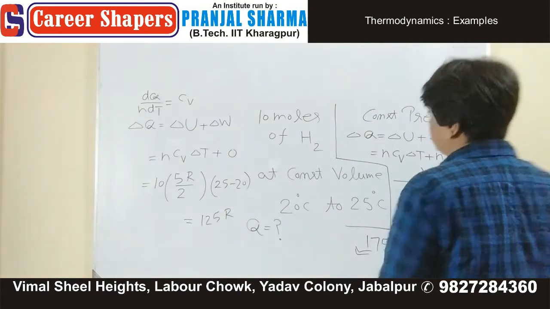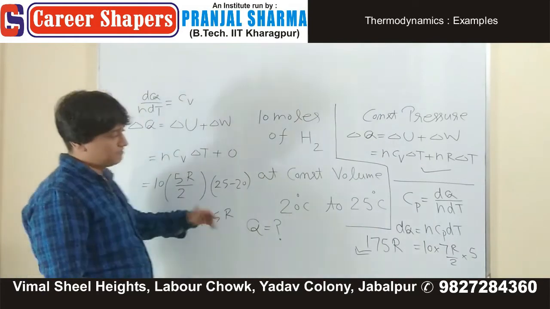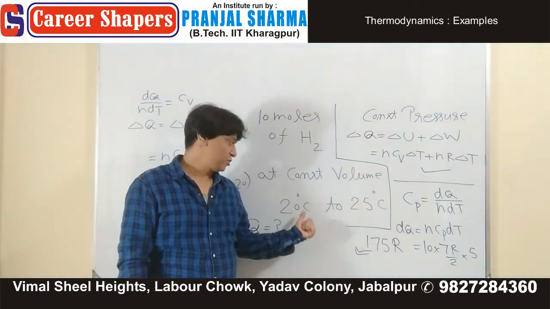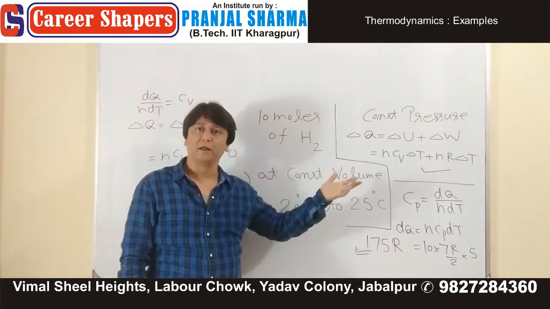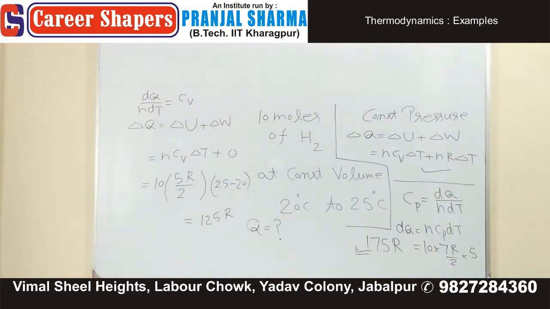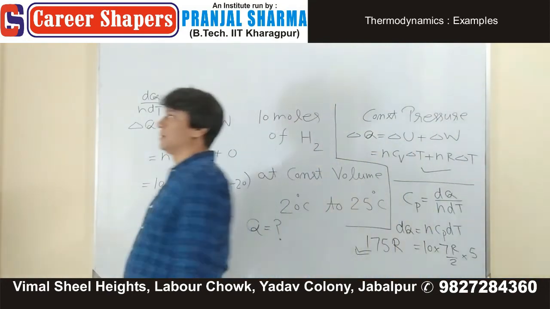Now answer the third question. If the same thing is done adiabatically, you are increasing the temperature from 20 to 25 of 10 moles of hydrogen adiabatically, then how much heat will be supplied? Answer this in 10 seconds. Very good, that's what is expected. It should be this quick.